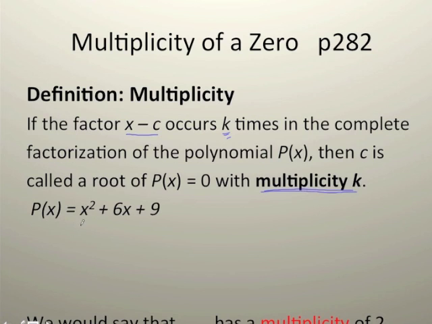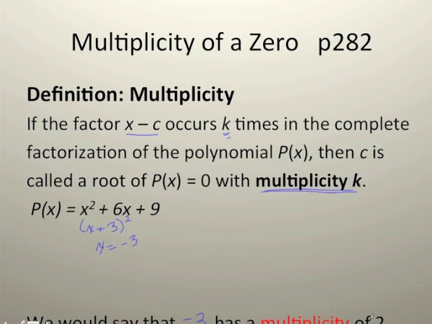So if this is my polynomial, hopefully you recognize this as x plus 3, the quantity squared. So the root x would equal negative 3. So we would say that negative 3 has a multiplicity of 2.